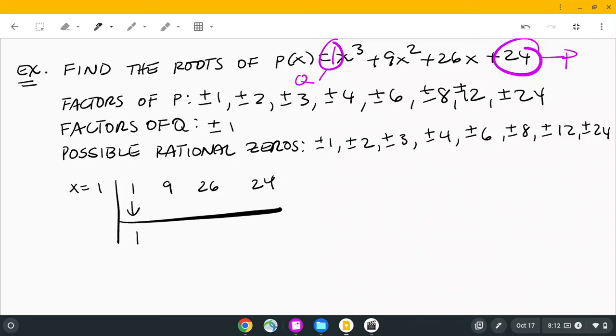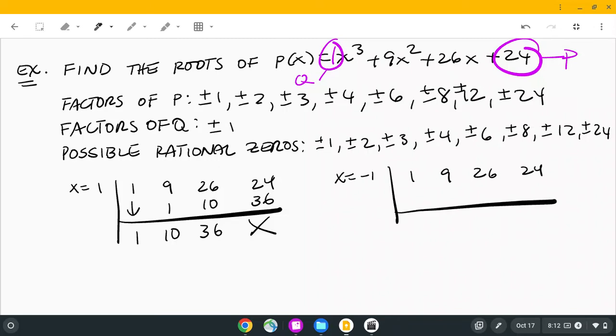All right, 1 times 1 is 1, 10, 10, 36, 36, and that doesn't give us 0. All right, so let's try negative 1. 1, 9, 26, 24. And clearly this is not factorable by grouping.